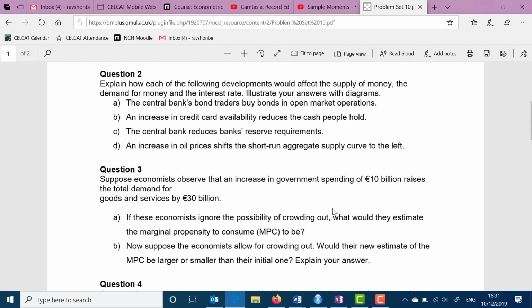So, D, guys, an increase in oil price shifts the short-run aggregate supply curve to the left. Now, what it does is that when oil supply is curtailed, the price of oil usually goes up. And remember, oil is an important input into production. So that actually shifts the aggregate supply to the left. What happens when the aggregate supply shifts to the left?